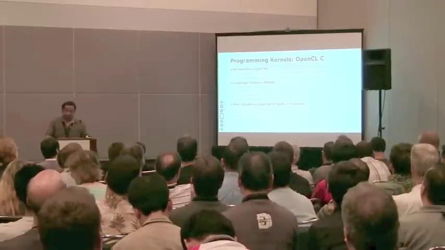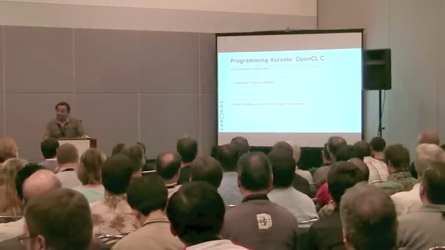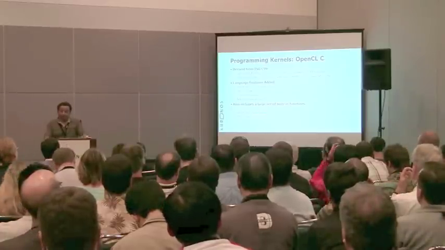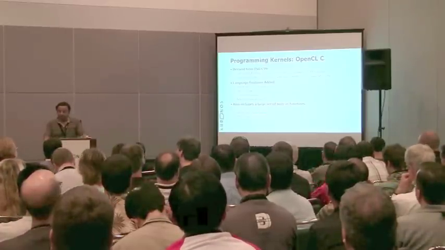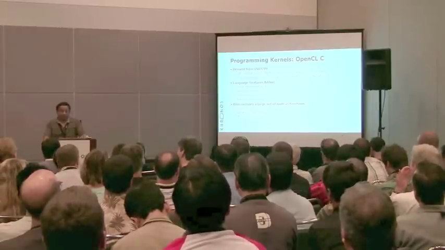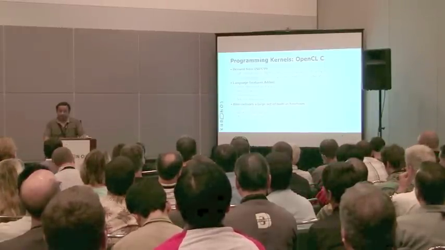So let's talk about the language. OpenCL C is derived from ISO C99. It's a subset, so it does not include features such as function pointers, variable length arrays, recursion, bit fields, and things like that. But there are a number of extensions, features added specifically for parallelism.